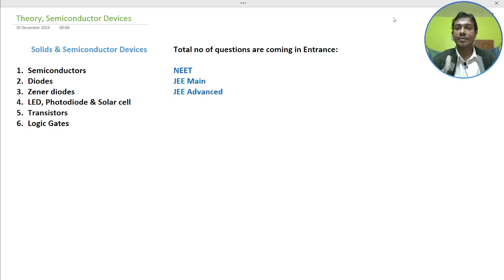In our previous lecture, we had discussed modern physics, and today we'll discuss solids and semiconductor devices. First we should cover semiconductors, diodes, Zener diodes, LED, photodiode and solar cell, transistors and logic gates. The total number of questions coming in the NEET exam is 2 or 3, in JEE Main 3 or 4, and in JEE Advanced 3 questions are coming from this topic.